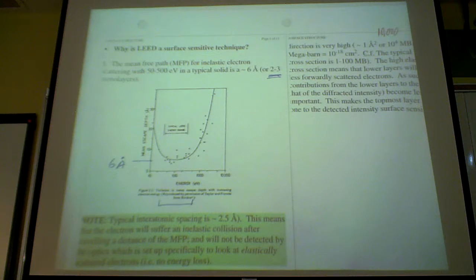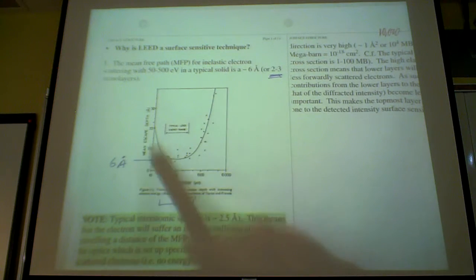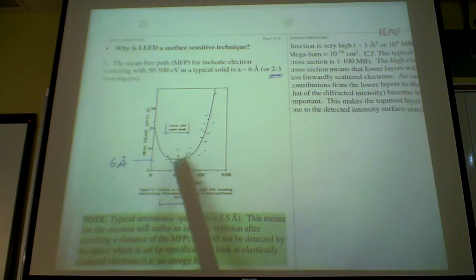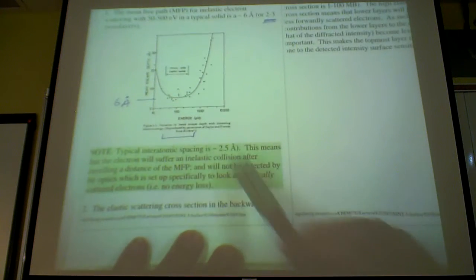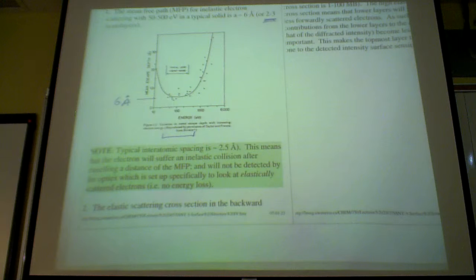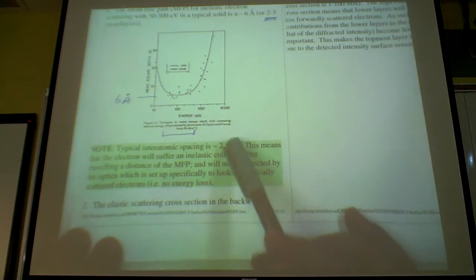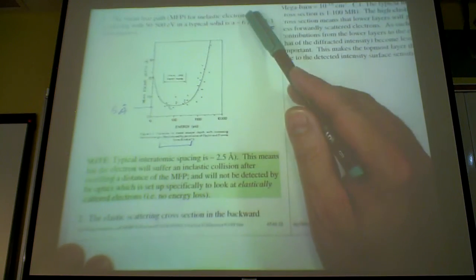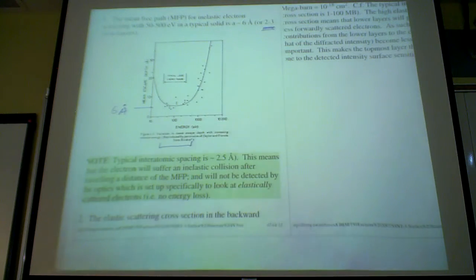Each monolayer spacing is about 2.5 angstrom, right? Roughly 6 angstrom. So if you look at the universal mean free path, that's as low as you can get. You can't get any smaller mean free path. Okay? So typical interatomic spacing is 2.5 angstrom. It means that the electron beam will suffer inelastic collision within 6 angstrom if you are using this kind of kinetic energy for the electron beam.